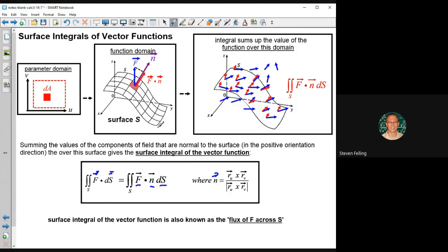Okay, now because we're summing force, the percentage of the vector field that's perpendicular to the surface, we give this a different name. It's called the flux of the field F across the surface S. And so sometimes these things are referred to as flux integrals. Right? They're vector integrals across parametric surfaces, but they're also called flux integrals.